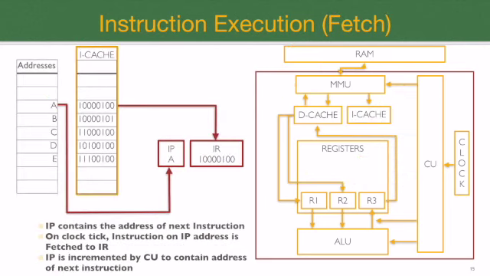We have a specific address in the instruction pointer. Whatever is the address in the instruction pointer, the instruction from that address will be brought into the IR register. An address exists in the instruction pointer. The instruction stored against that address is brought into the IR register. This process is called fetch. After this, the IP address is incremented to point to the next instruction. This happens automatically.